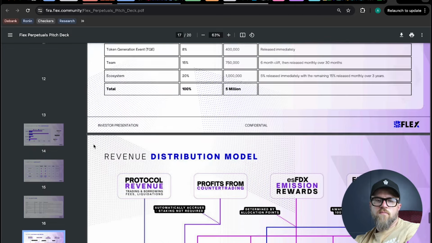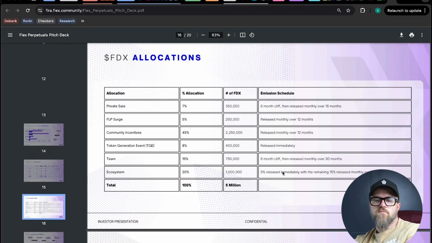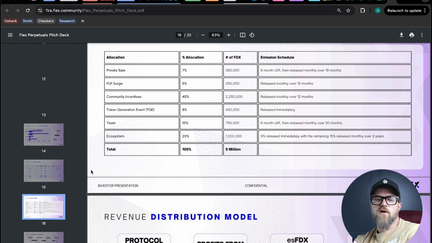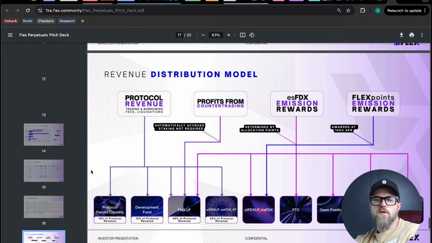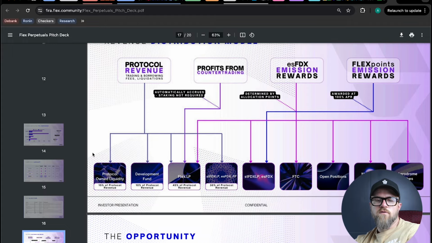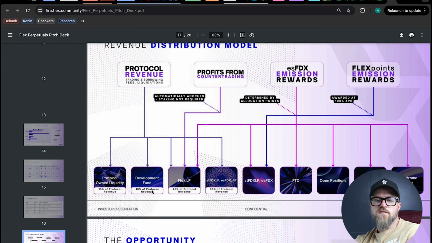So that was something that was part of GMX. You made GMX tokens if you were a staker of GMX, and it helps the APRs of stakers of that token. So revenue distribution model: protocol revenue is going to go to a development fund, the Flex LP, the stakers, as well as the protocol owned liquidity or the FLP.